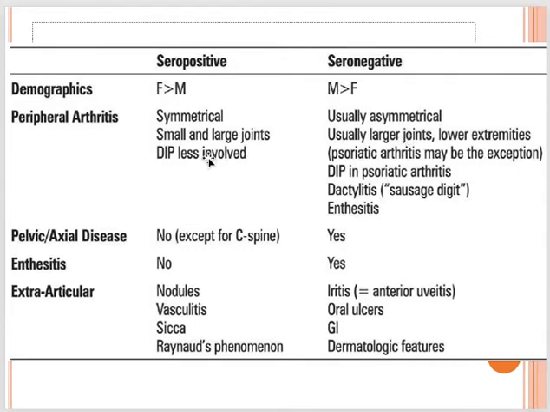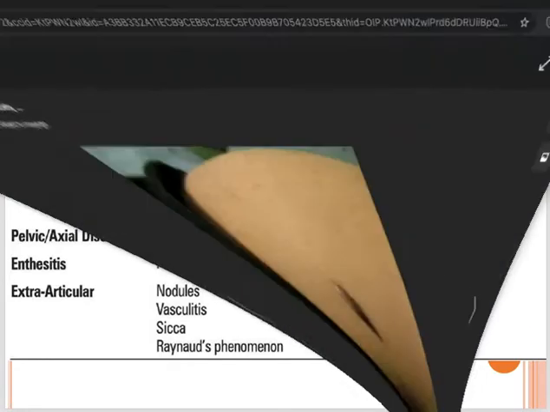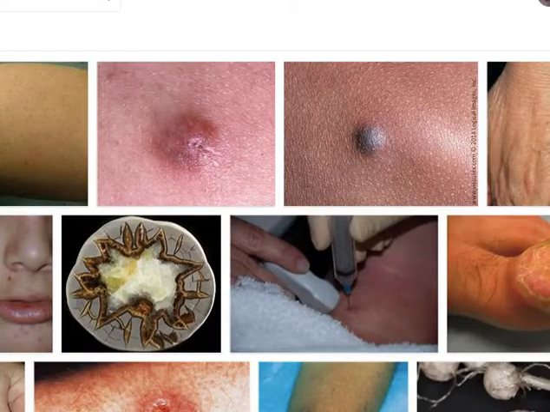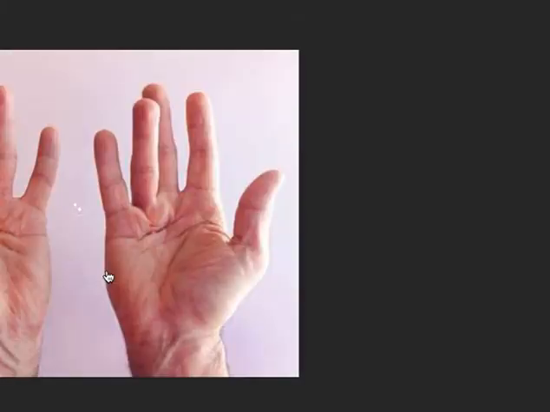One very important difference, guys. In seropositive conditions, this is very, very important: the distal interphalangeal joints. You know what DIPs are, what proximal interphalangeal joints are, and what metacarpophalangeal joints are, right? So DIPs are less involved in seropositive, whereas in seronegative, DIPs are involved in psoriatic arthritis. Just for you guys, this one is DIP, distal interphalangeal joint. This one is PIP, proximal interphalangeal joint. This one is metacarpophalangeal joint, MCP. Okay, so remember this thing.